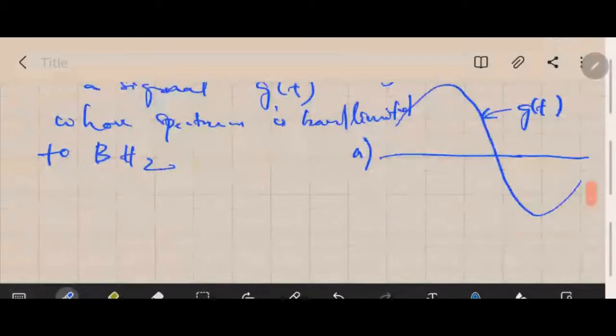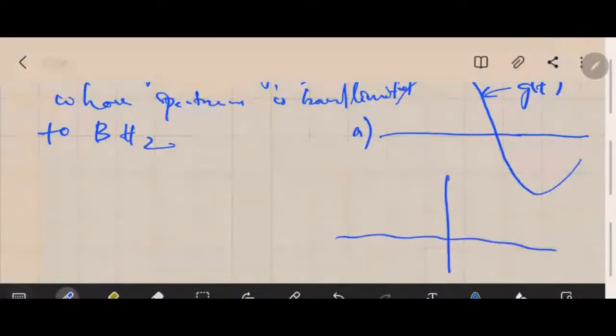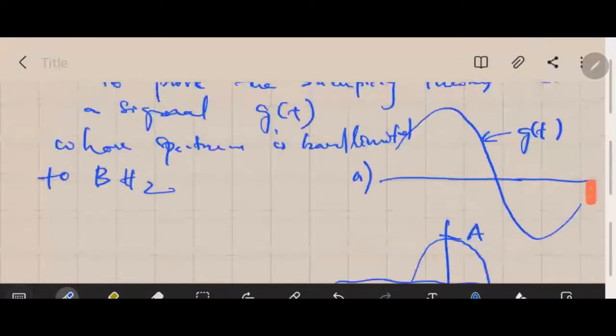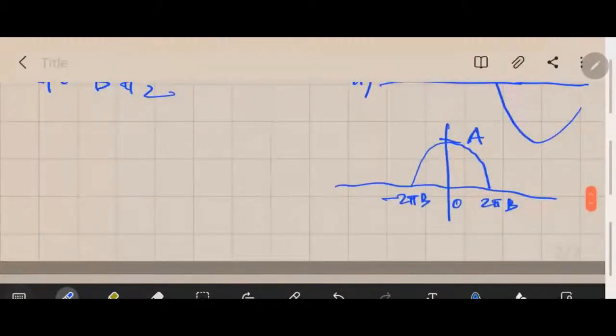That means in the frequency domain, this signal g of t would look like this. This is the spectrum, this is 0, okay, and the signal will be like this. So this is your 2 pi b, on the other side this is minus 2 pi b. So that means the bandwidth is b hertz and the amplitude here is a. So we are taking a signal like this, and then we will be sampling this signal.